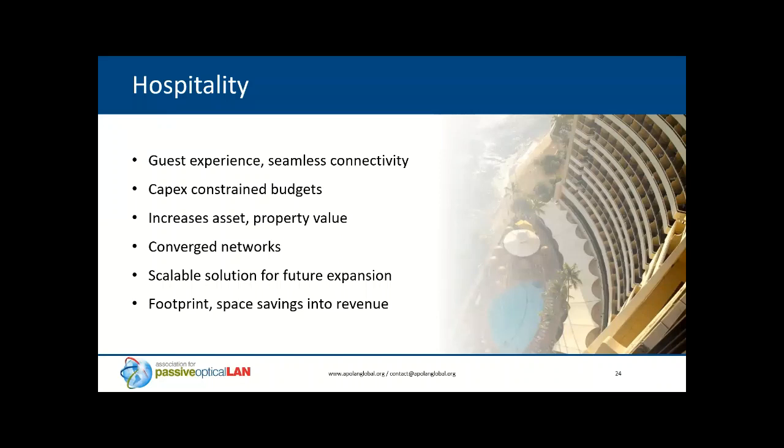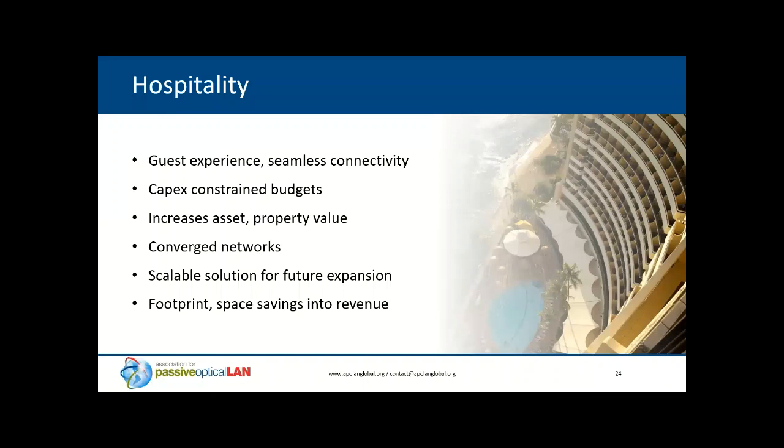And they put these ONTs in the closet. You don't even ever see them. They put them in little Soho boxes in the ceilings. One thing to consider is with hospitality now, they're making it more personalized, right?